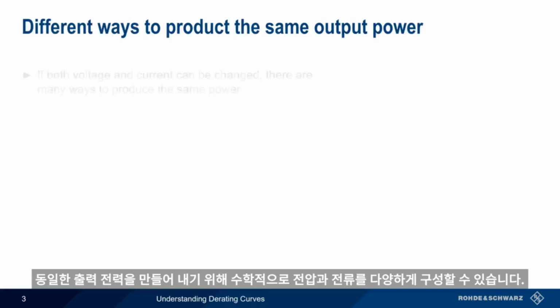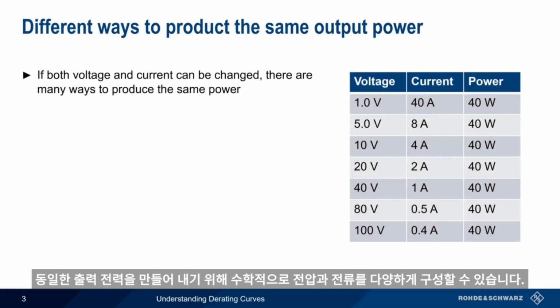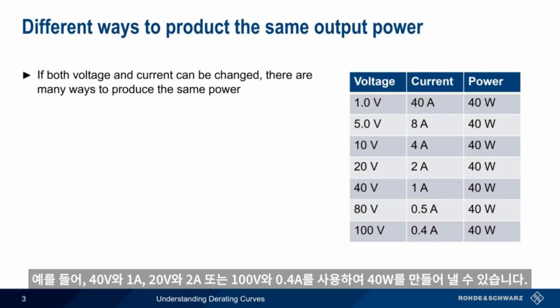Mathematically, if both voltage and current can be varied, then there are many ways to produce the same output power. For example, we could produce 40 watts using 40 volts and 1 amp, 20 volts and 2 amps, or even 100 volts and 0.4 amps.